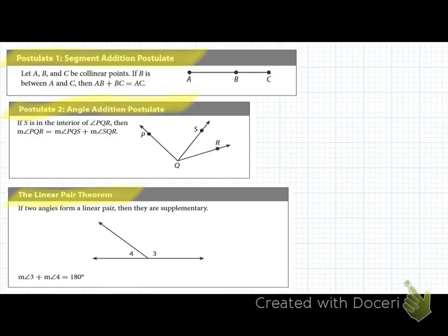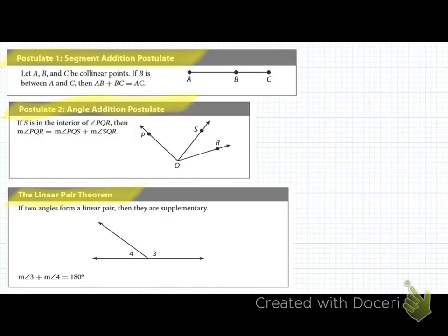Okay, so segment addition postulate. Let's all look up here. This is super easy. You just have to think conceptually. Would you all agree that this is segment AC? You see this point in the middle? Would you agree that this segment AB plus this segment BC is equal to this whole thing? Do you all see that? That's segment addition postulate.